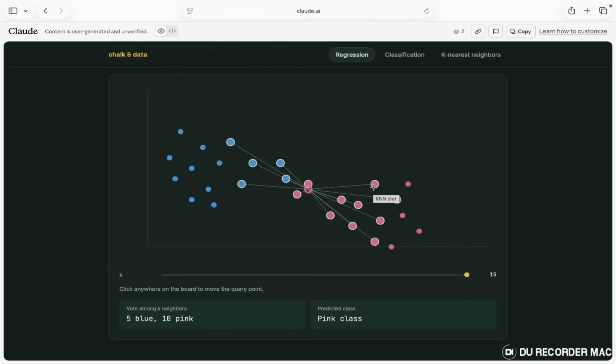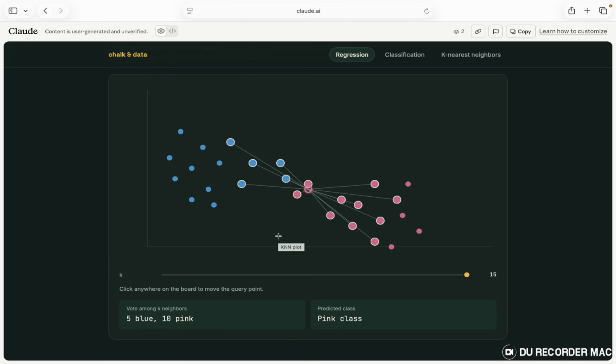The cool thing about KNN is it doesn't really build complicated equations like some other algorithms. It basically remembers the training data. Then when a new point comes, it asks, okay, who are your closest neighbors? And it checks them. So KNN is incredibly easy to understand, but there is a catch.